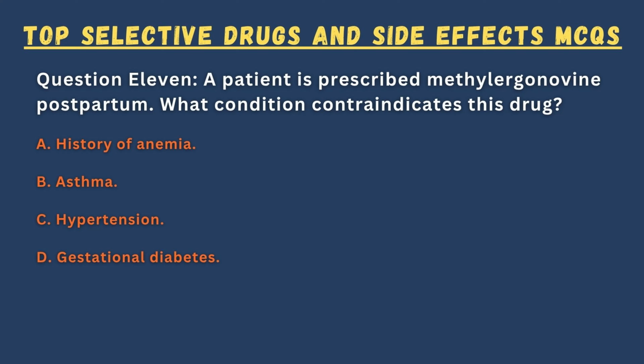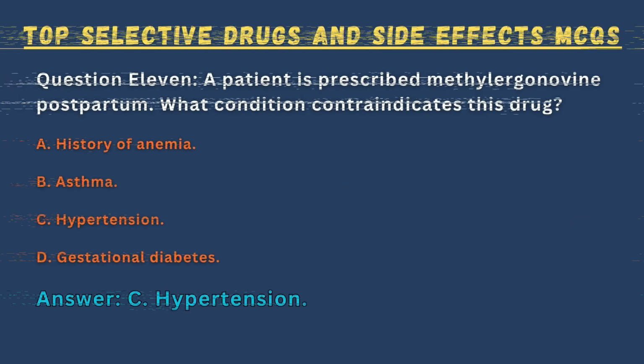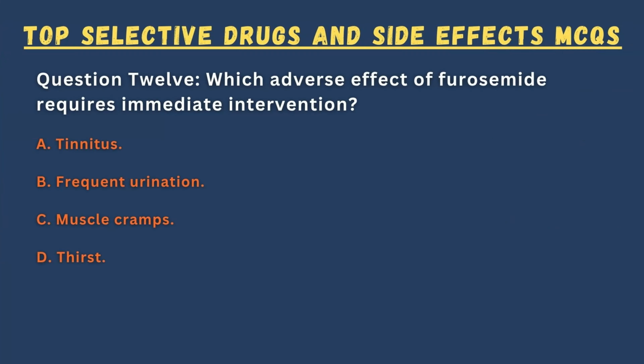Question 11. A patient is prescribed methylergonovine postpartum. What condition contraindicates this drug? A. History of anemia. B. Asthma. C. Hypertension. D. Gestational diabetes. Answer. C. Hypertension.